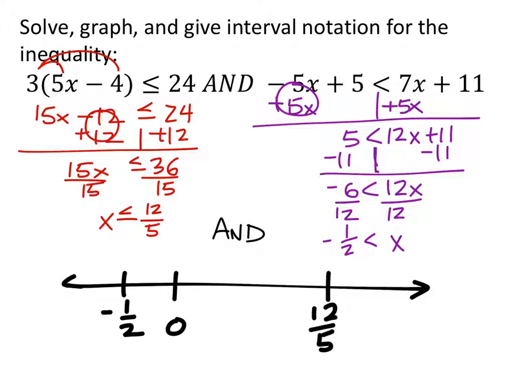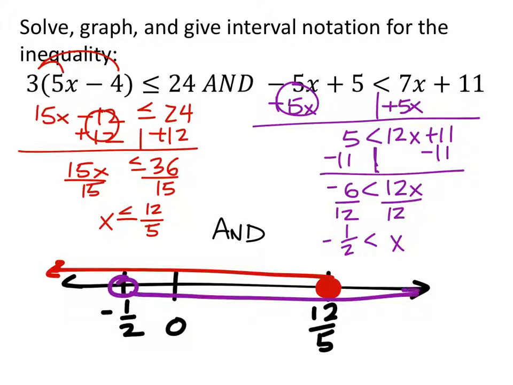So at 12/5, we'll start with that one in red. That's a closed circle because it's also equal to, this one's not eating the x, so it goes to the left. At -1/2, I've got an open circle. This one is eating the x, so it goes to the right.